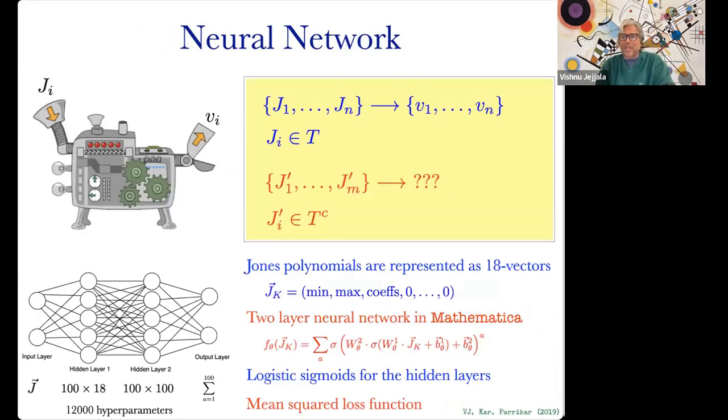Okay, so in our case, we have some neural network that can predict the volume from the Jones polynomial. We think of the Jones polynomial as being characterized by its minimum and maximum degrees and by the coefficients that appear in front of each of the terms in this polynomial. This is some vector we feed into some neural network. And then we predict the volume of the knot complement for these hyperbolic knots, which are essentially all knots up to the 16 crossings we've been studying. So up to 16 crossings, the Jones polynomial is represented as 18 vectors. It's just the minimum degree, the maximum degree, the coefficients, as I mentioned, and a very simple two-layer neural network with 12,000 parameters to tune these weight matrix elements, these bias vector elements. This can make a prediction with high accuracy.